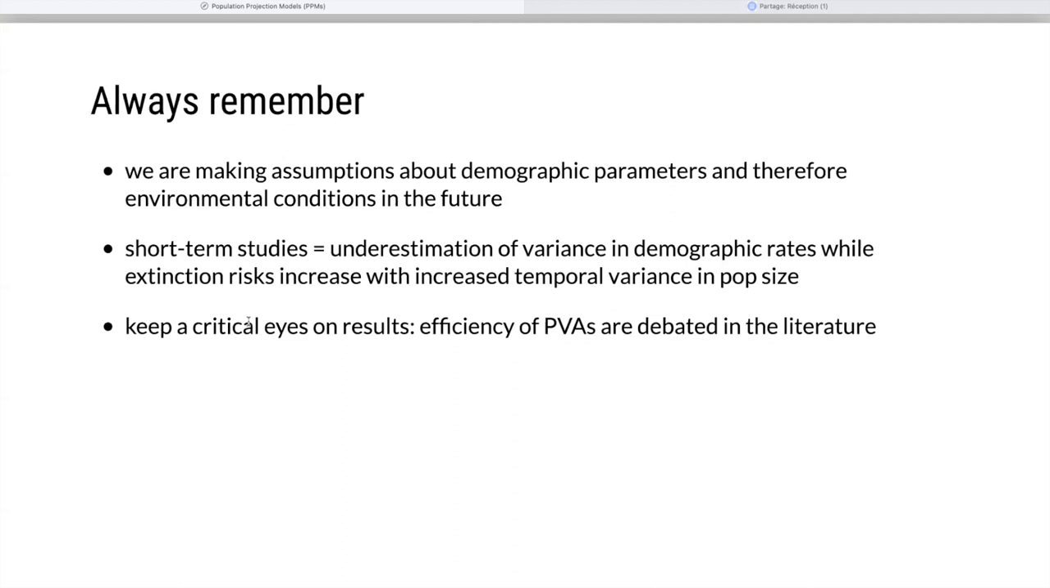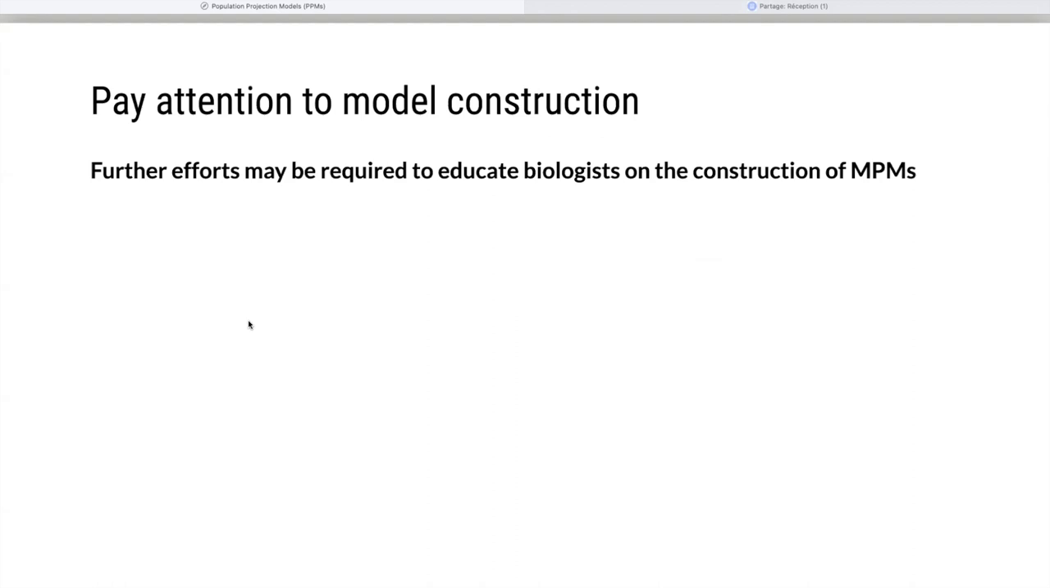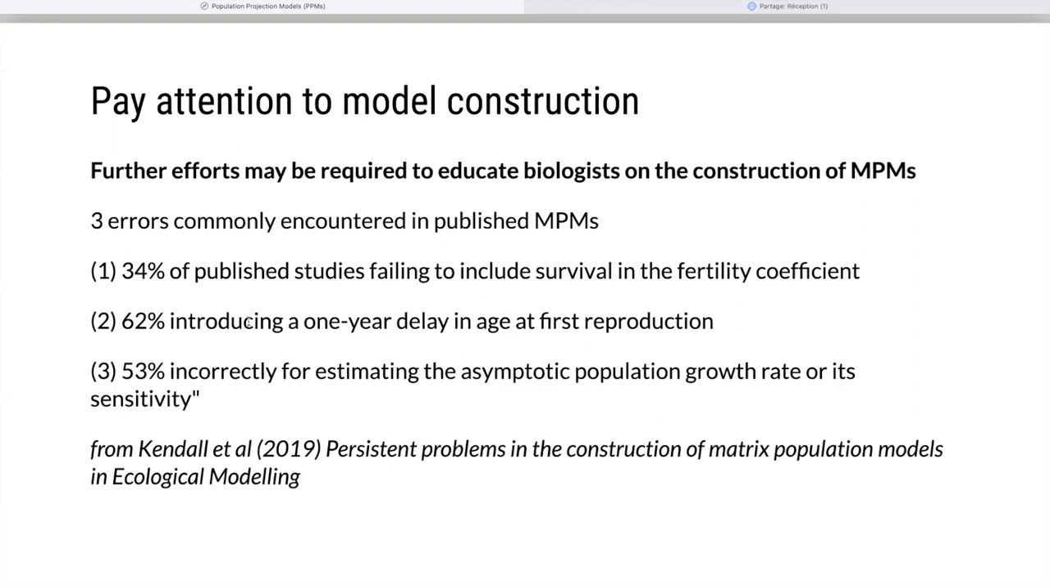An important thing is really to pay attention to model construction, because it seems that further efforts may be required to educate biologists. So that was the paper that recently came out by Kendall in 2019 that looked at the three most common errors in the studies that published matrix population models. And so that's among the COMPADRE database that I showed you before.